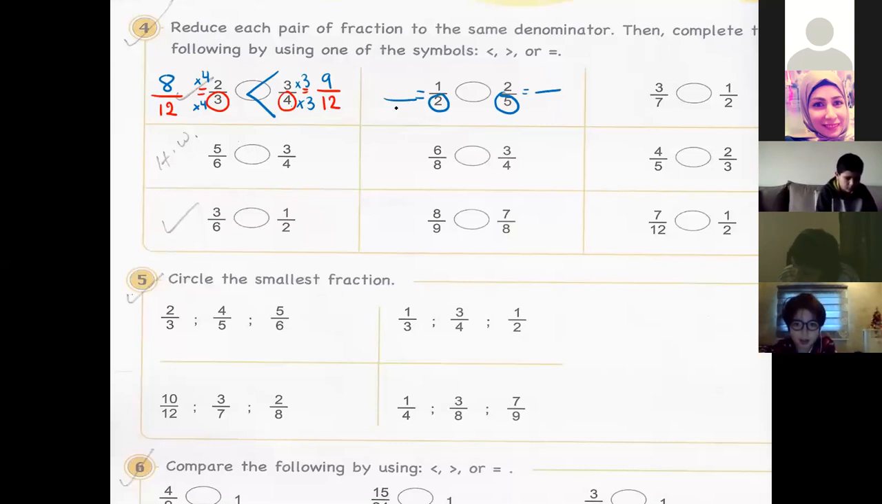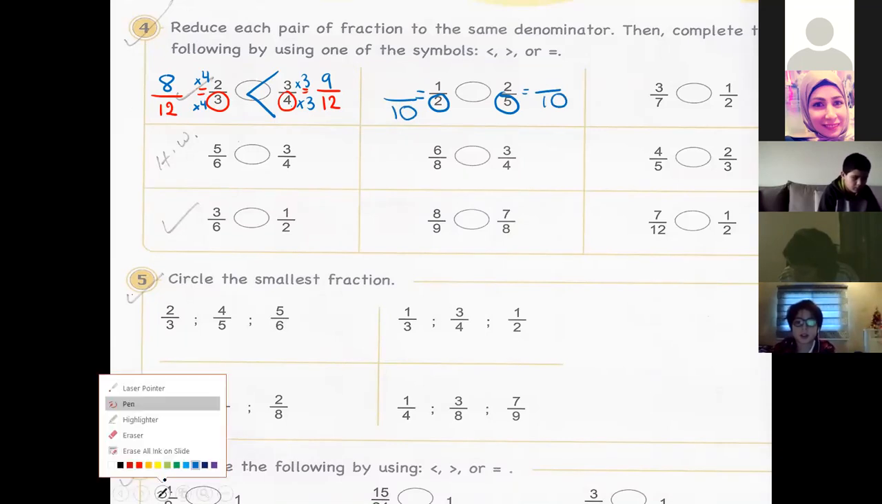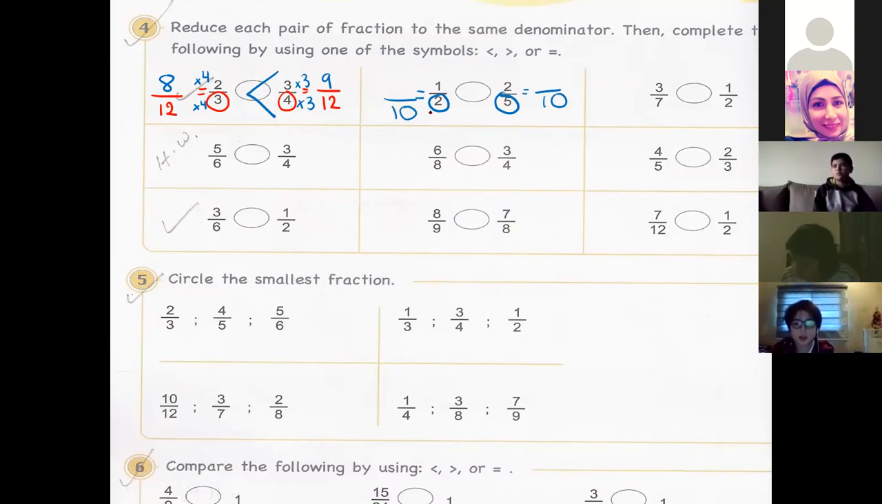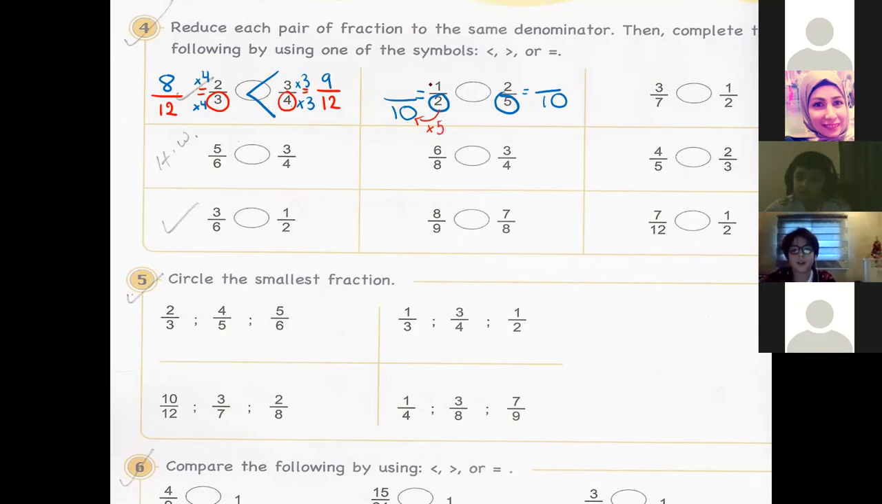We put 2 over 5 times 2. So we have to write 10 first in both sides, the common denominator. Now I look at the denominators. Which number in table 2 gives us 10? 5. Multiply up and down by 5.